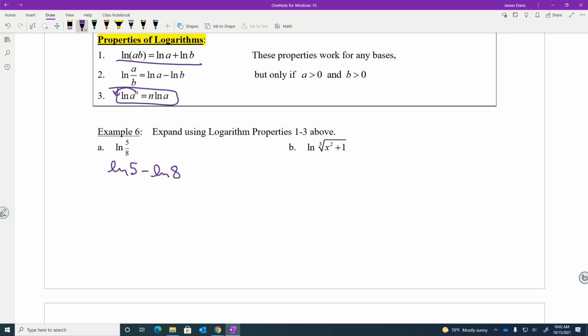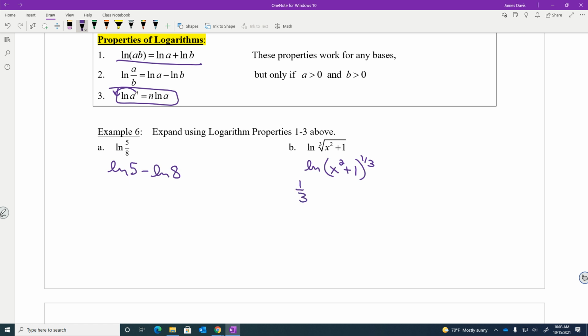This next one's a bit more complicated. So we got this cube root here. What we actually want to do is view this as the natural log of x squared plus 1 raised to the 1/3 power. Okay. And then we use this fact here for the natural log of a to the n. You're allowed to bring that down in front.